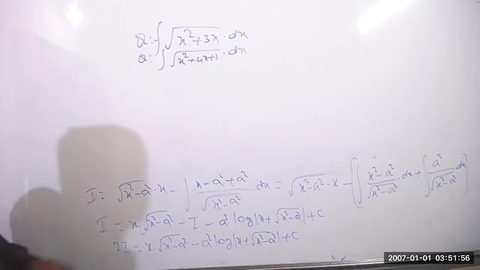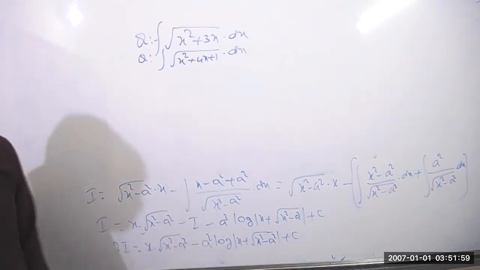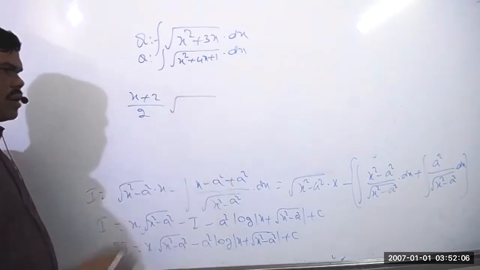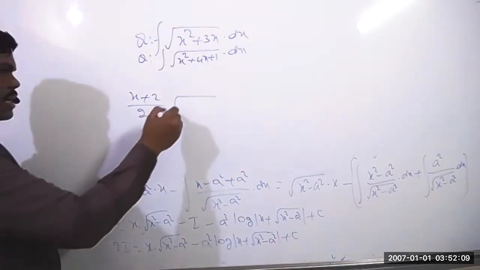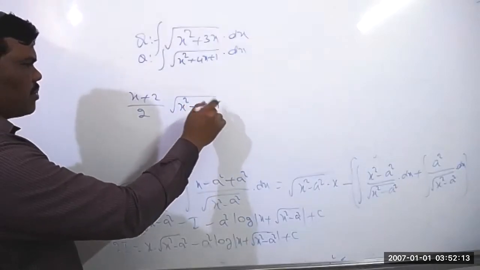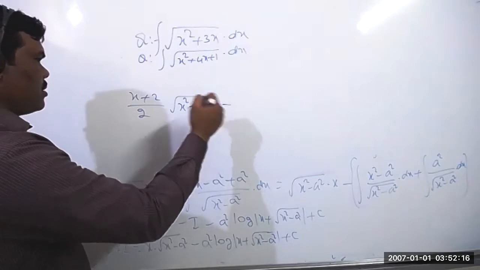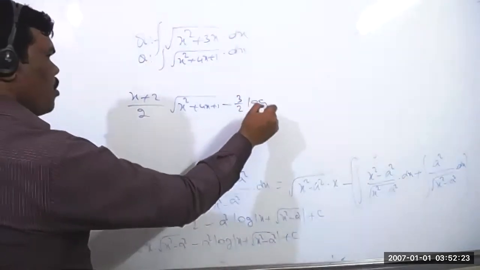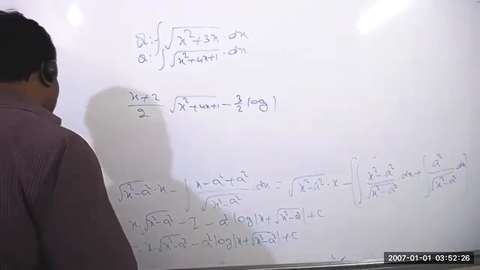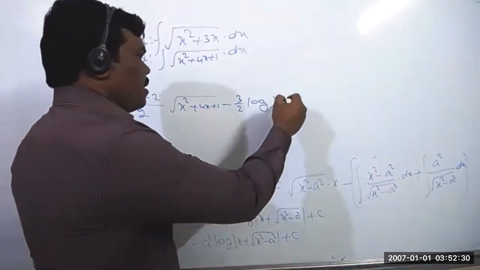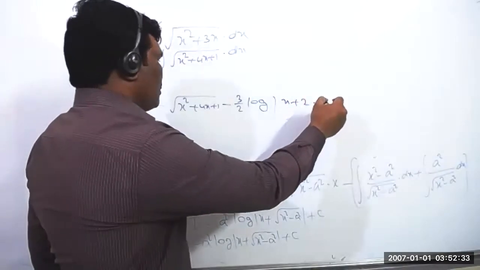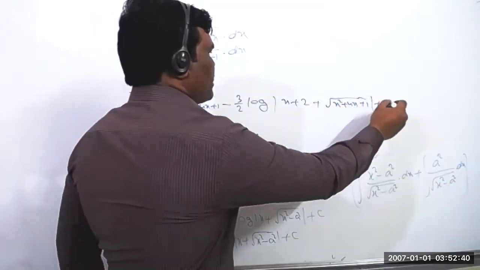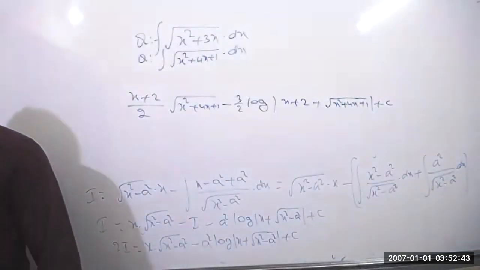Can you write that answer, sir? Only the answer. Yes, sir. x plus 2 by 2 into square root of x square plus 4x plus 1, minus a square by 2 into, that means we'll get this value, 3 by 2 into log modulus of x plus 2 plus the same thing, root of x square plus 4x plus 1, plus c. Okay, this is the answer for that.